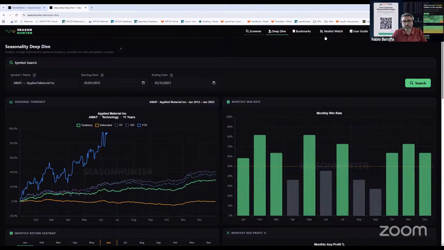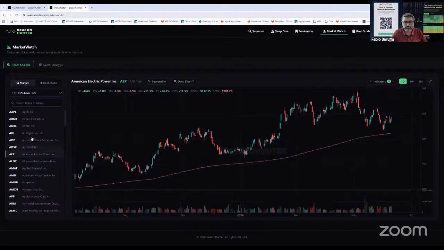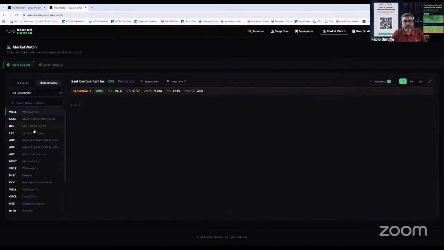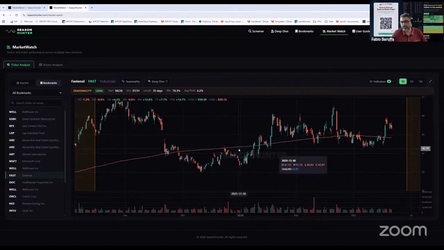And as I said, this is a complete platform where you can play around and see what's happening. The market watch was the last thing we have added, just to see what's going on. I really like it, because in the bookmark list you can see if something is going on with information from the seasonality.